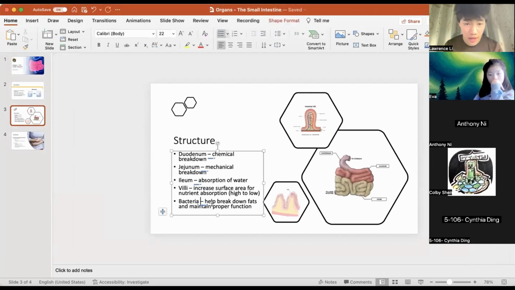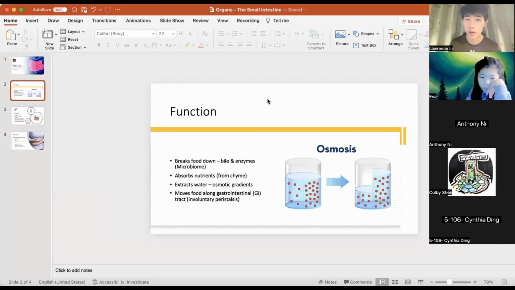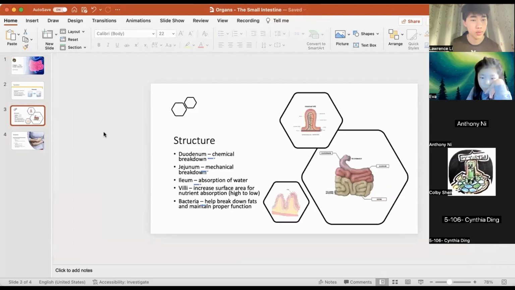And like I talked about, we have bacteria in the small intestine, which help break down fats and carbs, and they help maintain proper function, right? If you don't have probiotics, you won't have a very healthy gut. And so you do want to have healthy probiotics in your gut. Okay. Any questions? Yes. Why can't they just say microbiomes instead of probiotics?